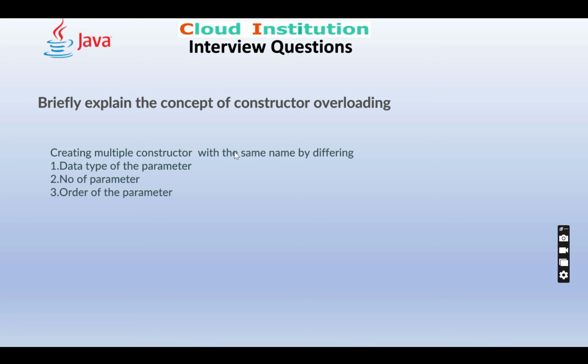The answer is creating multiple constructors with the same name, by differing what? We are creating constructors within the same class with the same name by differing the data types of the parameters, the number of parameters, and the order of the parameters. That is called constructor overloading. I hope you understood the theoretical part. Let's see constructor overloading in a practical manner.